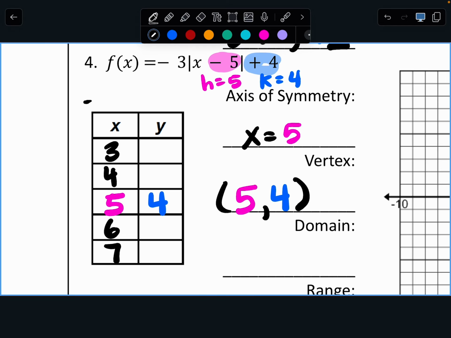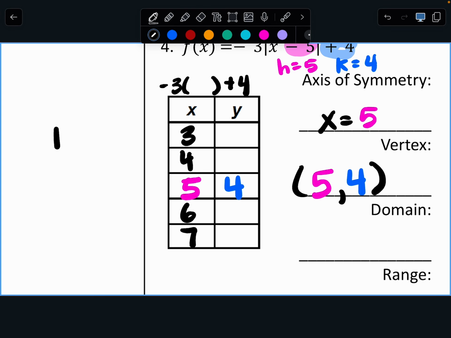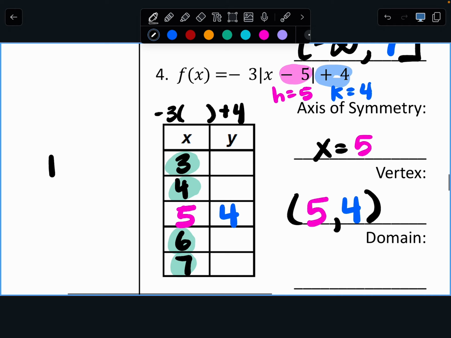I'm going to rewrite my function using parentheses where the absolute value is and evaluate the absolute value over here. So I'm going to substitute in (3 minus 5), which is -2. Absolute value of -2 is +2. Put that into the calculator. -3 times 2 plus 4 is -2.